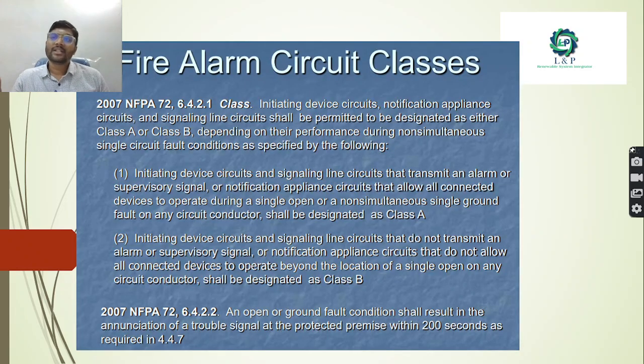So first, before getting into the fire alarm circuit classes, as per the 2000 NFPA 72 6.4.2.1 standard, we are classifying the devices into two categories. That is, initiating device circuits into two categories: one is class A and the other is class B.